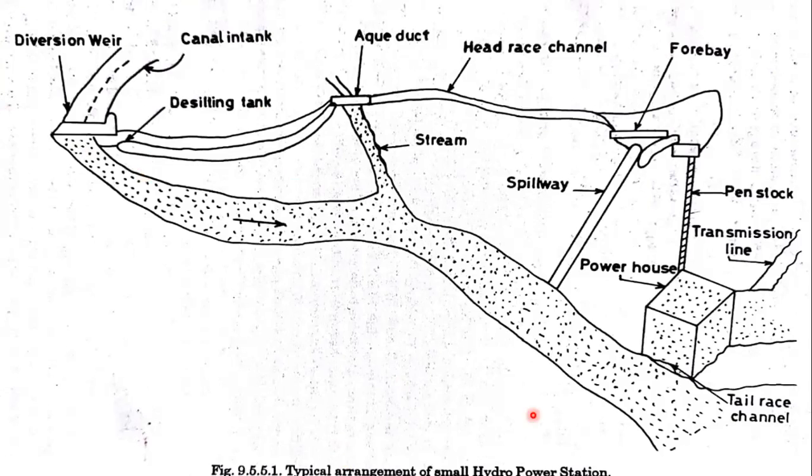For various heads of water, to achieve power draft free of abrasion effects, we are using this. For medium head, the size of silt particles to be removed is 0.2 to 0.5 mm, and for high head, the size of silt particles to be removed is 0.1 to 0.2 millimeters.